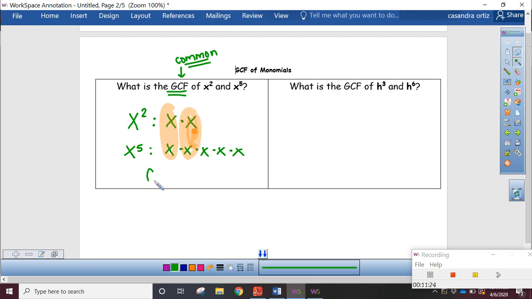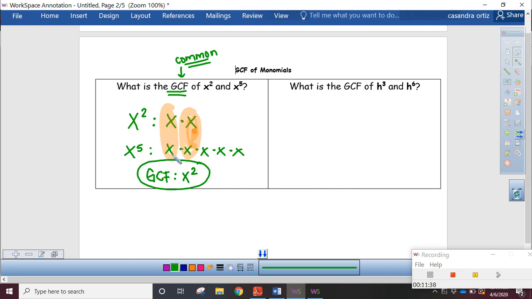So our GCF, our greatest common factor, is x squared. 2 x's. They have 2 x's in common. Okay, so our answer is x squared, x to the 2. Again, they have 2 x's in common.